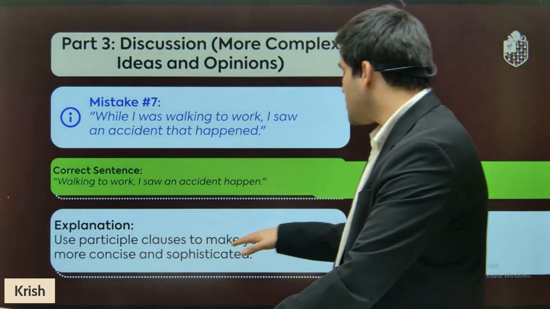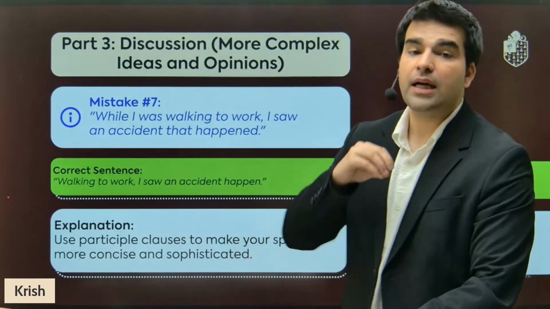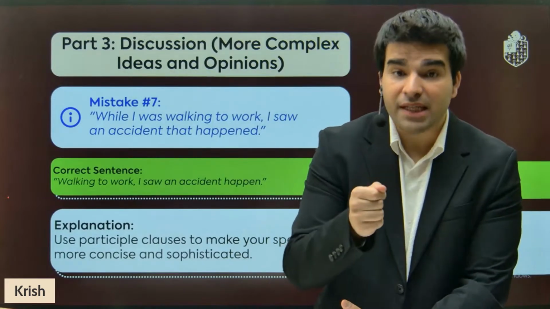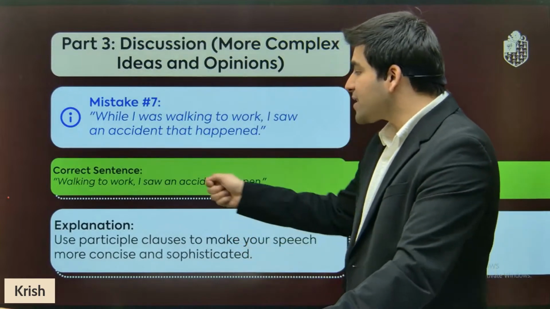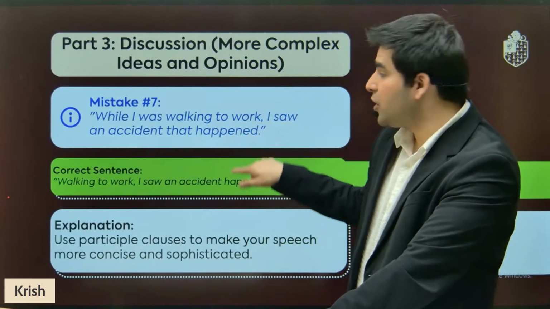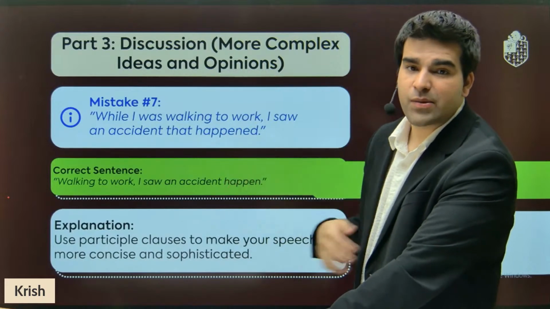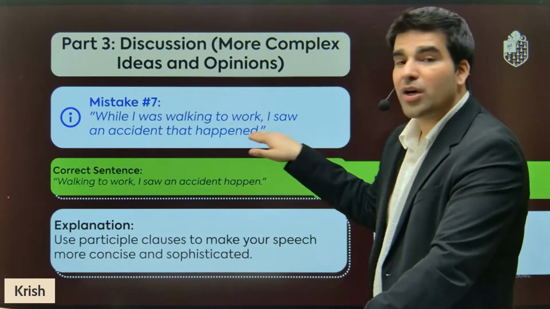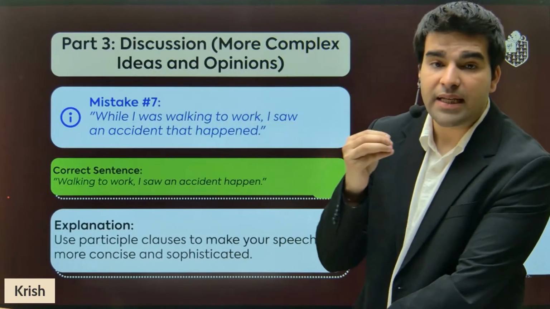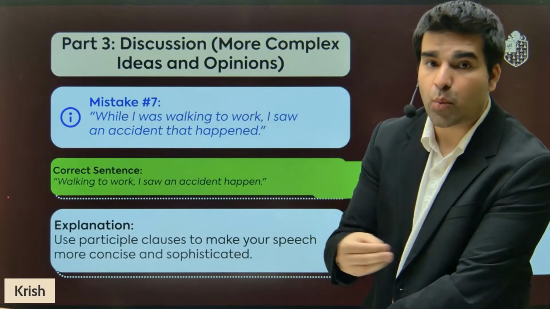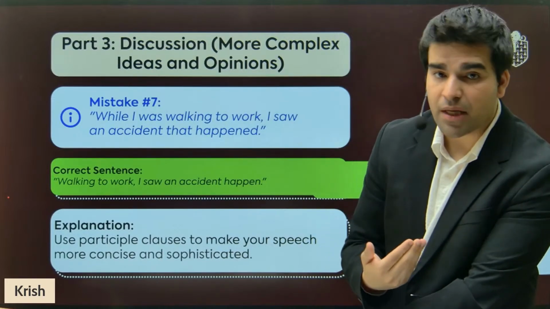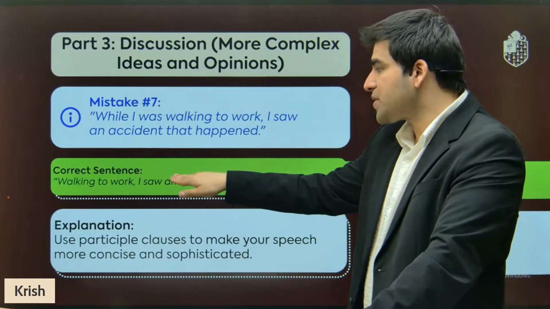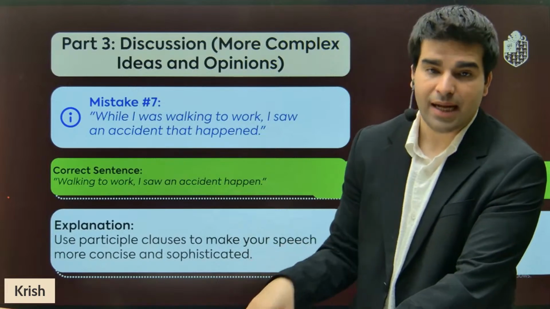Use a participle clause to make your speech more concise and sophisticated, especially during academic conversations. The more precise you speak, sometimes it is better. And that's what this sentence is doing. "While I was walking," now look at the length. The moment you look at the length of the sentences, it'll help you understand where we are going with this explanation. It's not about making any complex sentence. It's about the sophistication of the language as well, whilst you talk during an academic conversation. So "while I was walking to work, I saw an accident that happened" changes to "walking to work, I saw an accident happen."